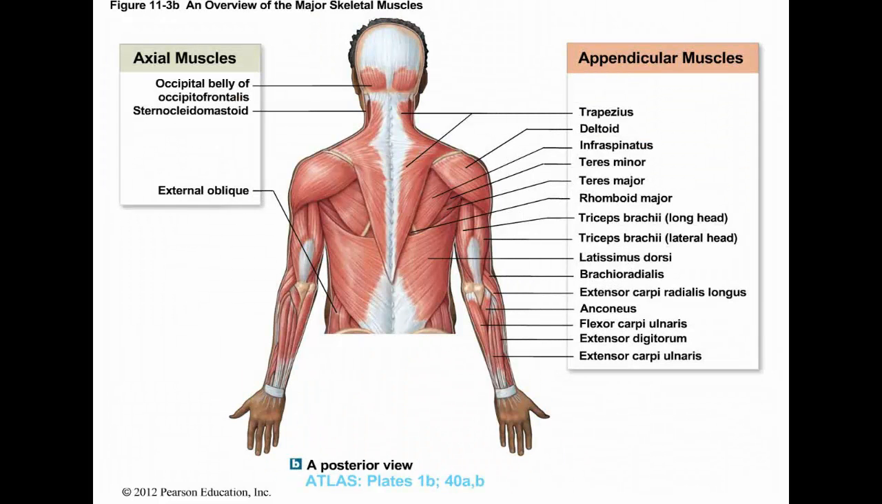Now looking at the back, we need to know about the trapezius muscle, the deltoid muscle, the infraspinatus muscle, teres major, teres minor, these all help in shoulder movement, the rhomboid muscle, triceps brachii, the long head, triceps brachii, the lateral head. Latissimus dorsi are the muscle sheath that runs across the back to help keep us upright. Brachioradialis, extensor carpi radialis longus. The anconeus, the one that was attached to the olecranon process. Flexor carpi ulnaris, extensor digitorum, and extensor carpi ulnaris.